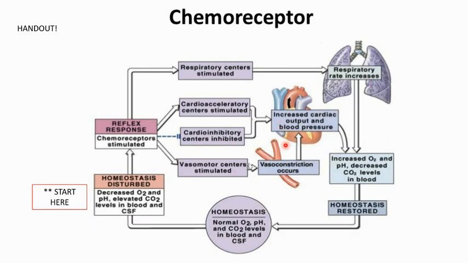So this is just showing you the pathway for the chemoreceptors. I've given you a place to start because, as you can see, it really didn't have a place to start. You have this handout in your packet there. So something's going on with homeostasis. In this instance, we have a decrease in oxygen, which means we're going to have elevated carbon dioxide. So the chemoreceptors are stimulated. Specifically, the cardioacceleratory center is stimulated and the cardioinhibitory center is inhibited. That is going to ultimately increase cardiac output and blood pressure, which is going to increase oxygen levels and decrease carbon dioxide levels and bring you back to homeostasis.